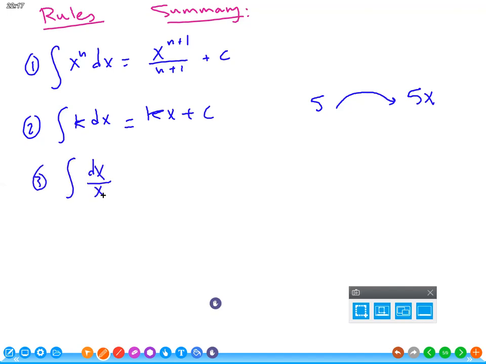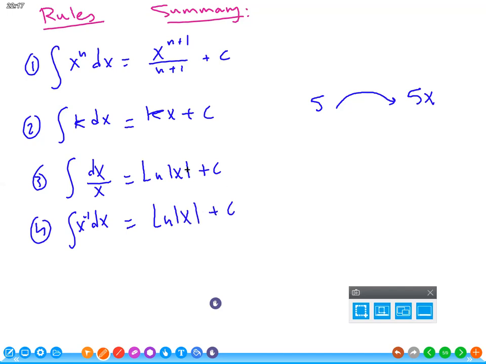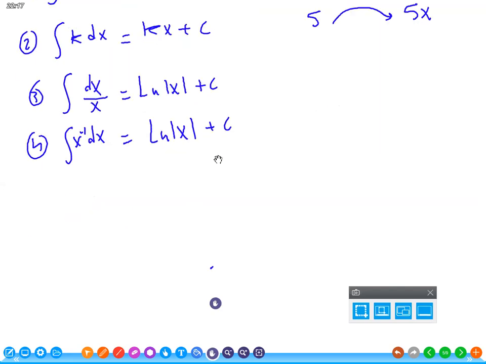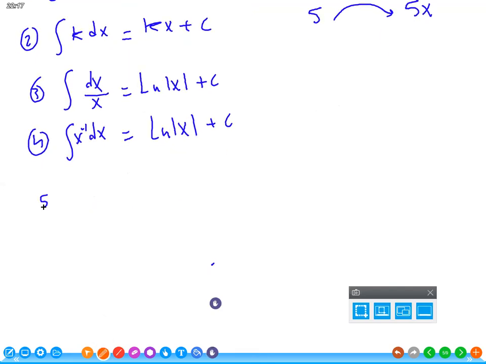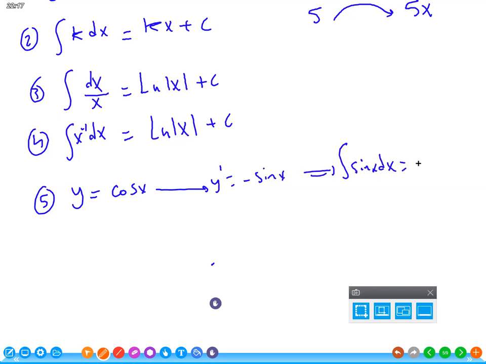3, dx over x, it's ln absolute value of x. 4, integration of x power -1 dx, also equivalent to number 3, ln absolute value of x plus c. Why do we put absolute value? For the logarithmic function to be defined. 5, now the trigonometric functions. y equals cosine x, what's the derivative? Minus sine x. So the integration of sine x is minus cosine x plus c.